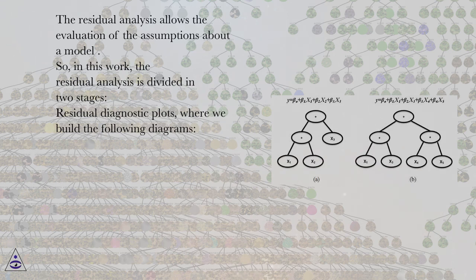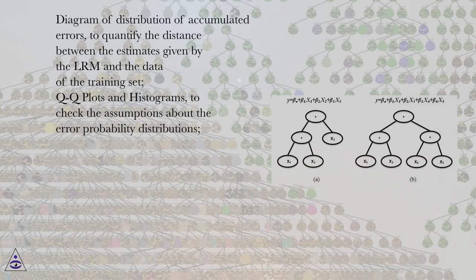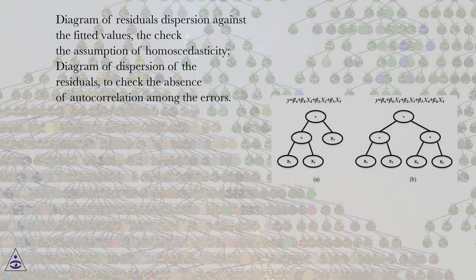So, in this work, the residual analysis is divided in two stages. Residual diagnostic plots, where we build the following diagrams. Diagram of distribution of accumulated errors, to quantify the distance between the estimates given by the LRM and the data of the training set. QQ plots and histograms, to check the assumptions about the error probability distributions. Diagram of residuals dispersion against the fitted values, to check the assumption of homoscedasticity. Diagram of dispersion of the residuals, to check the absence of autocorrelation among the errors.